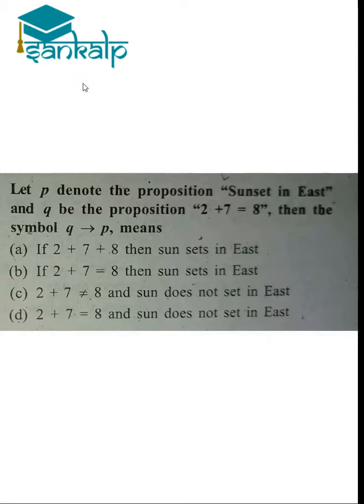Next question. Let P denote the proposition the sun sets in the east, and Q be the proposition 2 plus 7 is equal to 8. And then the symbol Q implies P means, first Q and then P. So if 2 plus 7 is equal to 8, then the sun sets in the east. So the option B is the right option.